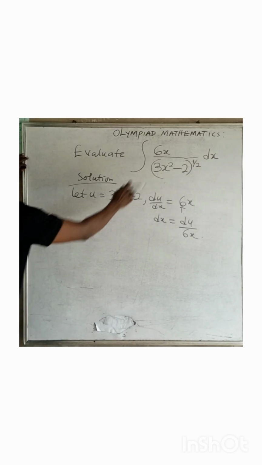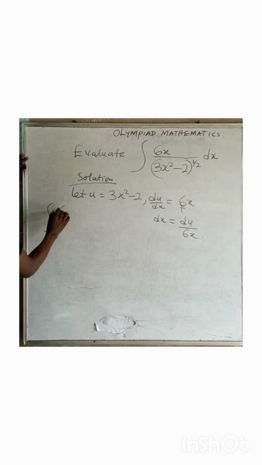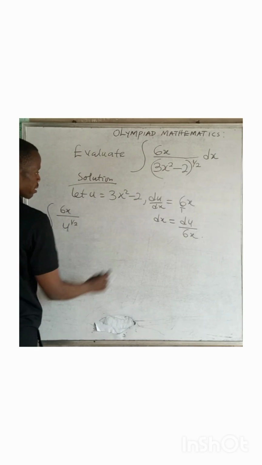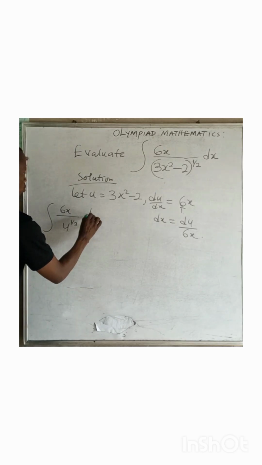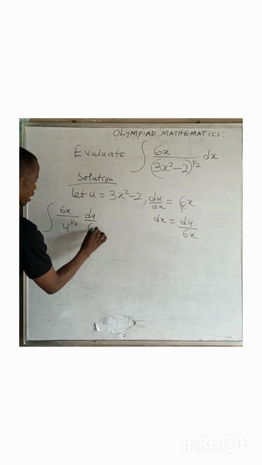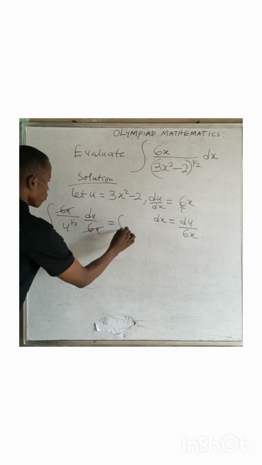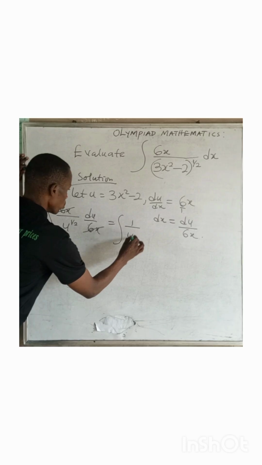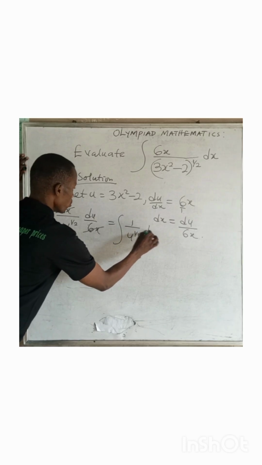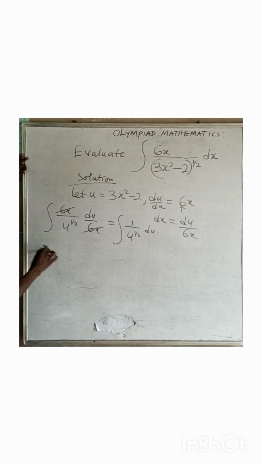Now, going forward, we can rewrite this as 6x all over u to the power of 1 over 2 multiplied by dx. Our dx is du all over 6x. Therefore, this 6x we cancel. So it's going to give us integration of 1 over u to the power of half du, which is the same thing as integration of u to the power of minus half du.